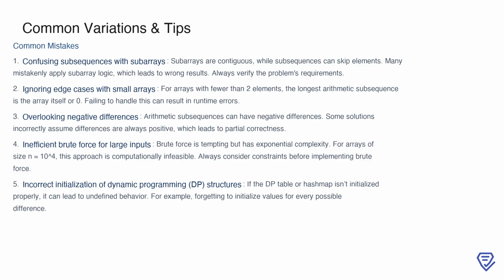Another frequent issue is neglecting edge cases, especially with small arrays. For example, if the input array has fewer than 2 elements, the longest arithmetic subsequence is either the array itself or 0. Failing to handle this properly can lead to runtime errors. Additionally, it's important to account for negative differences. Arithmetic subsequences can involve decreasing patterns, and assuming differences are always positive can cause solutions to be only partially correct.